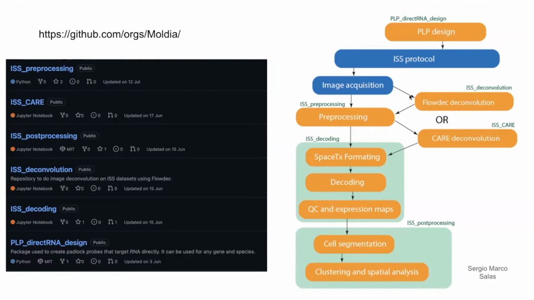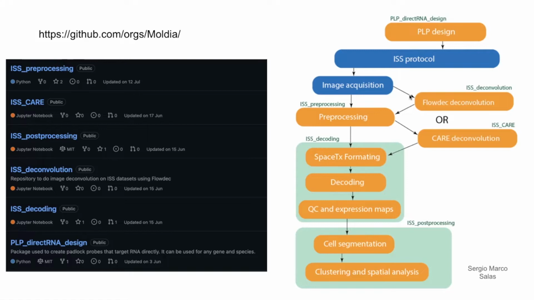You can still manage without it, but it does generate better data in general, as far as we've seen. And then there's also something called CARE, which is also a type of image reconstruction or deconvolution, but it's not an actual deconvolution in the sense that Flowdec is, which is based on a PSF. Rather, it's just a neural network that learns based on previously deconvolved data. So that is basically it.